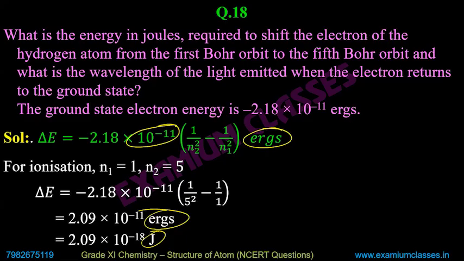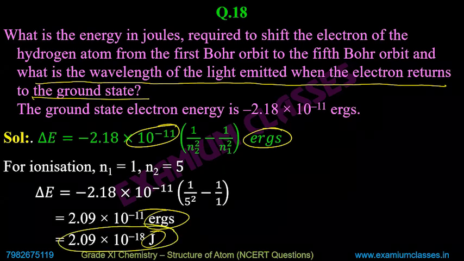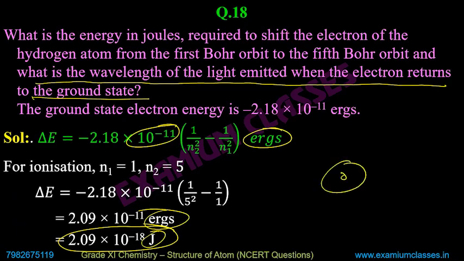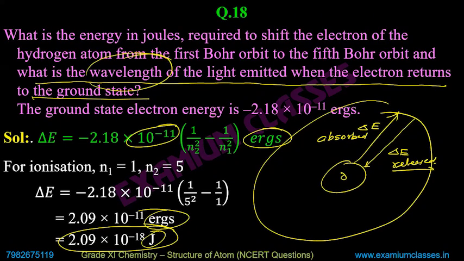The next part is: what is the wavelength of the light emitted when the electron returns to the ground state? When it returns to the ground state, the energy will be just the same, but it will be released now. Delta E absolute value will be the same. So whatever you have from n equals 1 to n equals 5, delta E, the same energy will be released. So delta E absorbed, delta E here released.